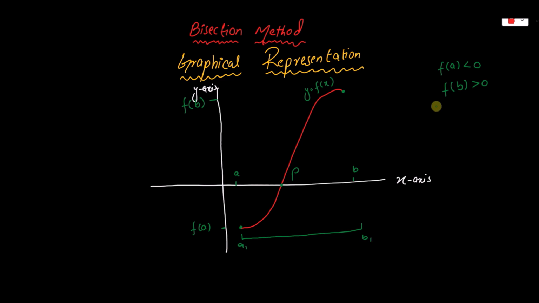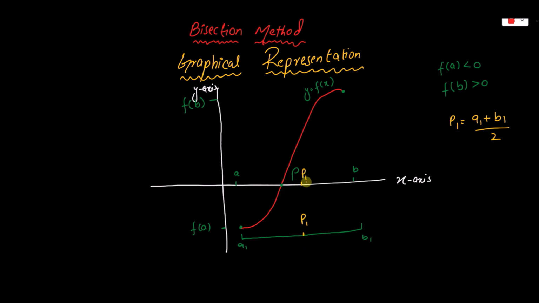To define the estimate of the root, we compute the midpoint of the interval using the bisection method. The bisection method formula is P1 equals A1 plus B1 divided by 2. According to this formula, we find the midpoint of the interval, and it is somewhere here. We call it P1. If we locate it on the x-axis, here is P1, which is almost near to P, our exact result.